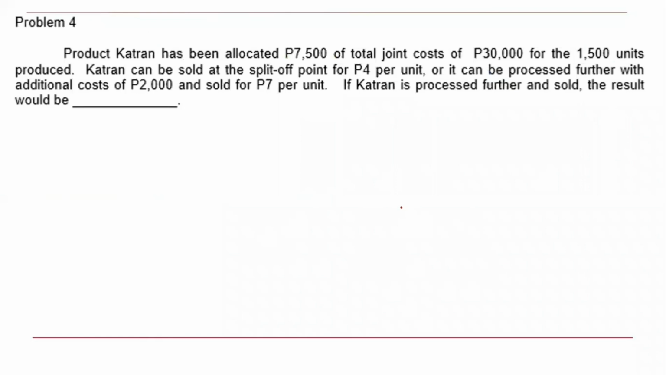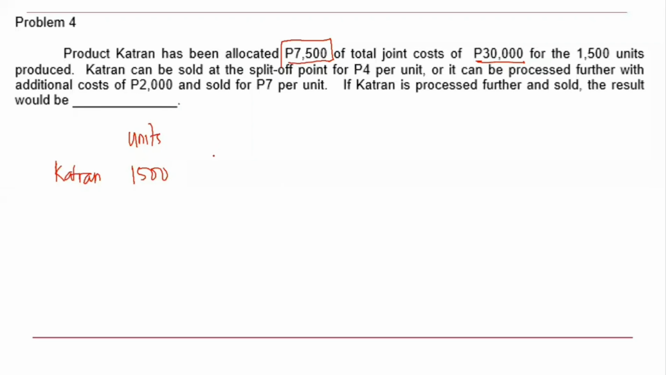Problem number 4. So this one is the problem in the sell as is or process further. So product at run has been allocated 7,500 of total joint cost of 30,000. So hindi na sinabi ko ano pa ibang product, si Katran na lang ang pinag-uusapan. So 7,500 yung kanyang total joint cost. For the 1,500 units produced. So hindi na natin pansinin yung iba, ha?